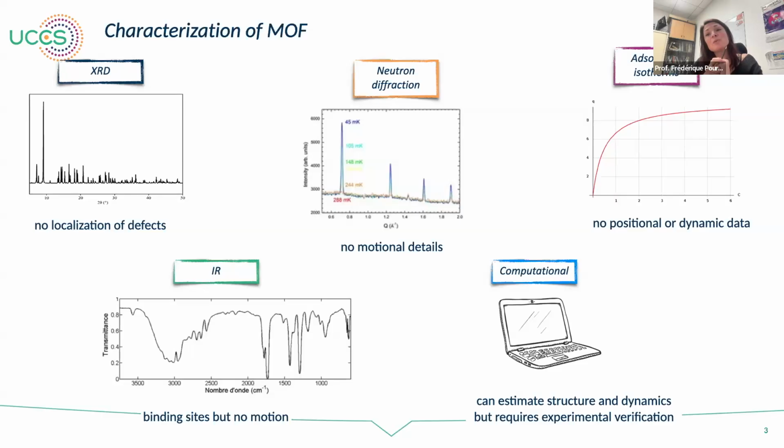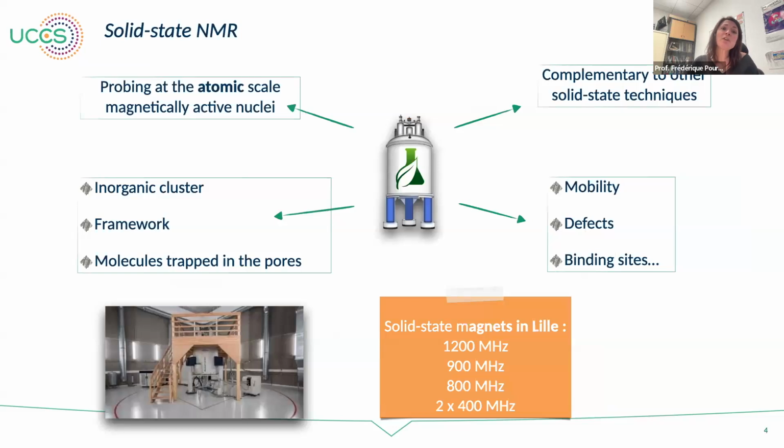And of course, you can do some computational study, but you always have to have the experimental verifications. So in combination with all these techniques, I will show you how solid-state NMR is really useful in this study. And we will probe at the atomic scale all the nuclei that are present in this UiO-66.